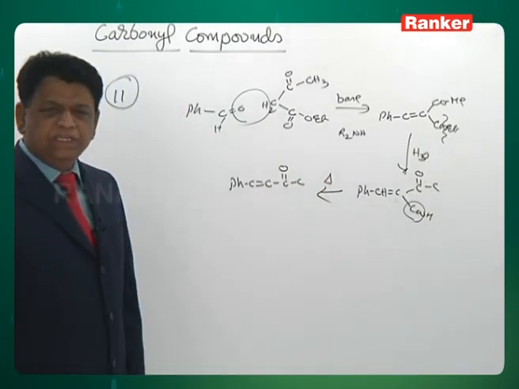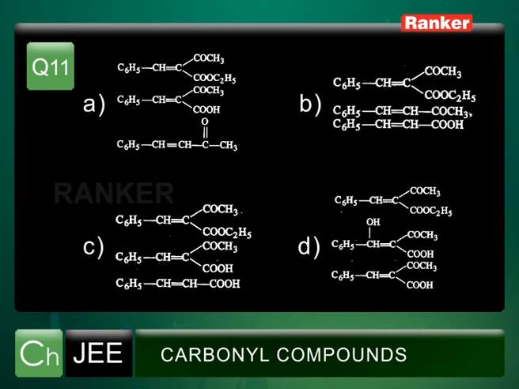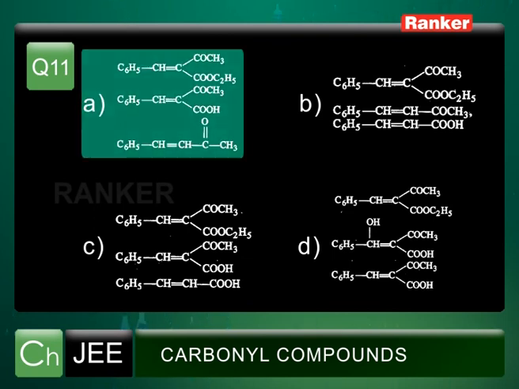So, in the first option, A, you see there is a condensed product and then a hydrolyzed product with the COOH group, and then the COOH is lost. So, you will get a phenyl with a cinnamic type of ketone derived. That is the answer. A is the right answer.